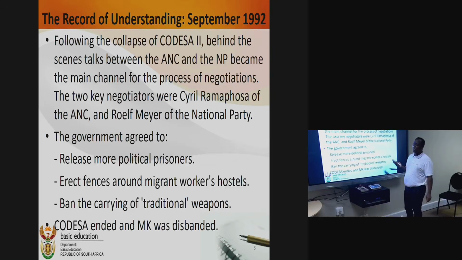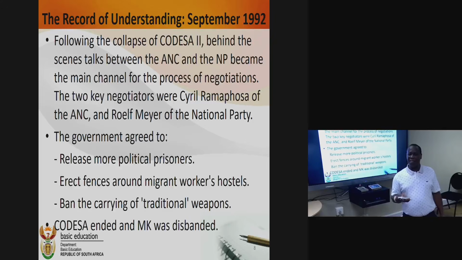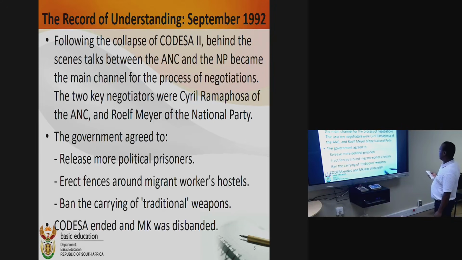Now, these negotiations were known as the Record of Understanding. You must note well that the Record of Understanding was a secret meeting between the African National Congress and the National Party. The African National Congress was represented by Cyril Ramaphosa, and the National Party was represented by Roelf Meyer. What did they agree upon in the Record of Understanding?